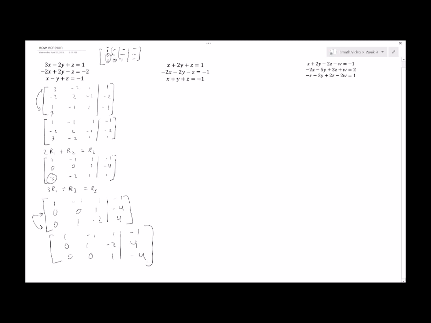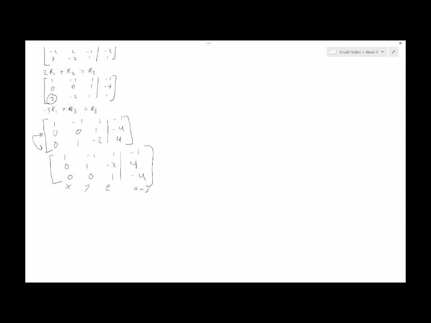So what does that mean now? This column is our x column, this column is our y column, this column is our z column, this is our answer. So what that means is we can plug it in. So 0x plus 0y plus z equals -4, so z equals -4. Then we have y minus 2z equals 4, or y equals 2z plus 4. Plugging in our z, we know this is going to be -8 plus 4 is -4, which equals -4.